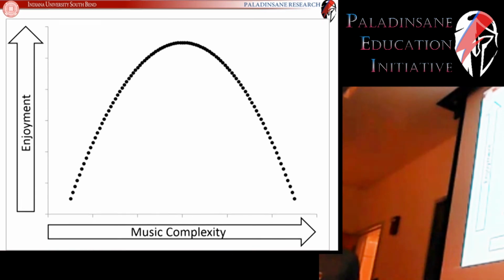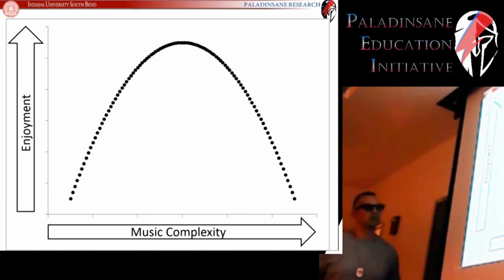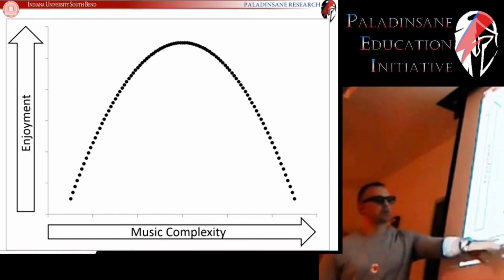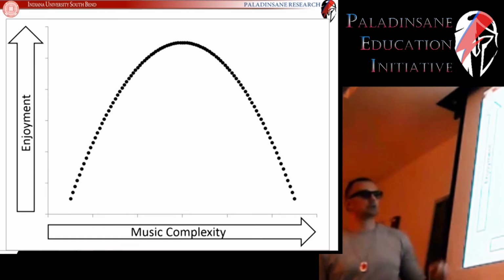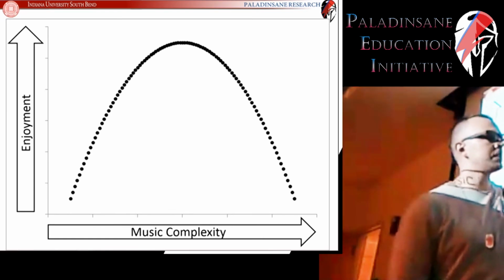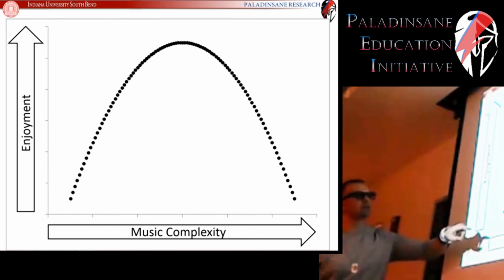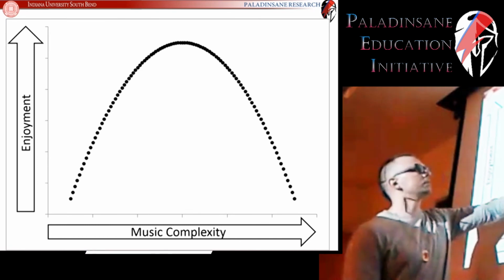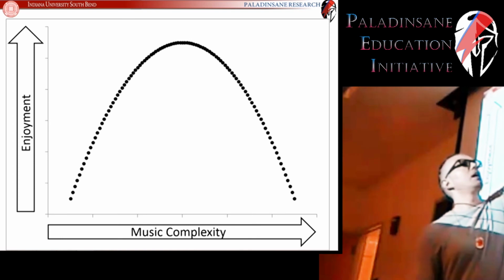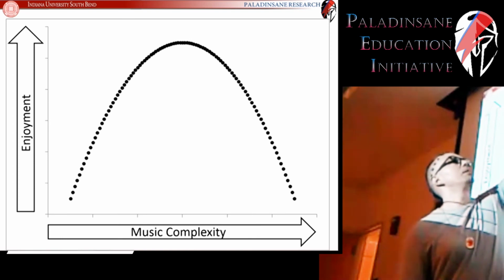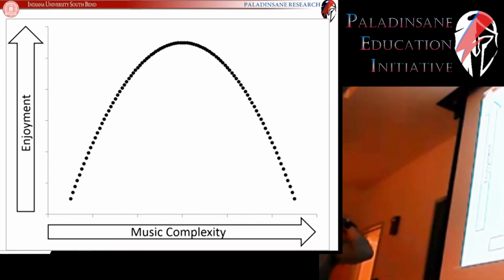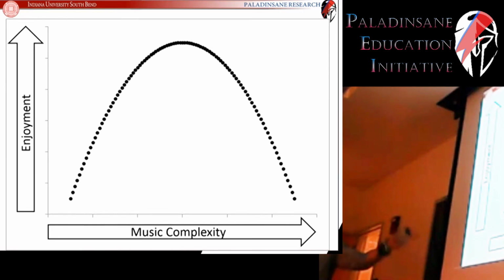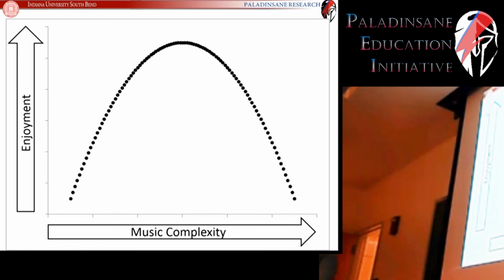we've seen this example before, music complexity and enjoyment. This is a curvilinear relationship because music that has low complexity typically is not enjoyed by individuals. Music that has high complexity, typically not enjoyed by individuals. Music somewhere in the middle, this is the stuff that is pop music, mainstream music, highly enjoyable music by most people. This is a perfect relationship.